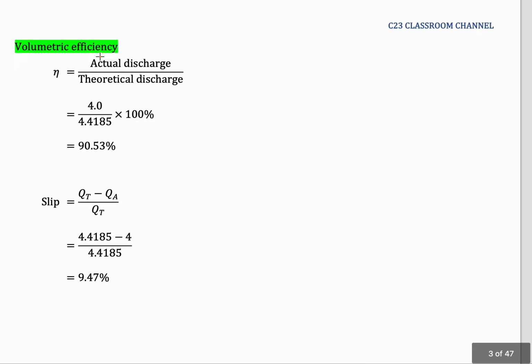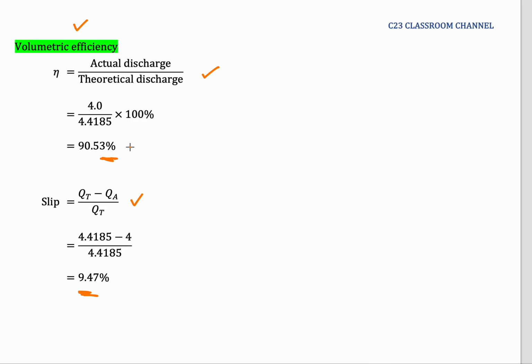And then to calculate the volumetric efficiency, we could use this equation: the actual discharge divided by the theoretical discharge. From the question, we know that the actual discharge is 4 liter per second, and the theoretical discharge is 4.4185, and then we could calculate it as 90.53%. Again, we could calculate the slip by using this equation, and then we could find that the percentage of the slip is 9.47.